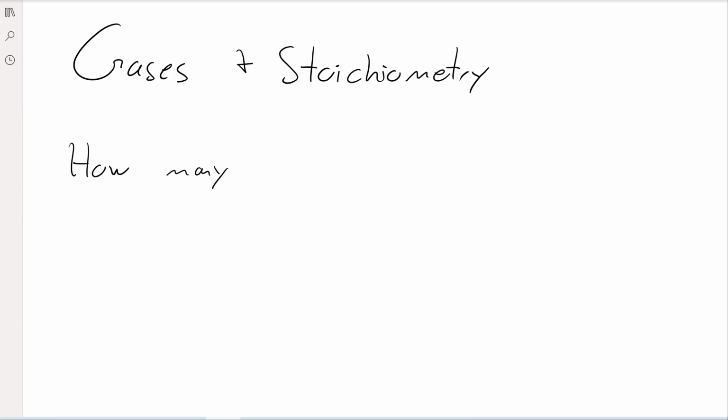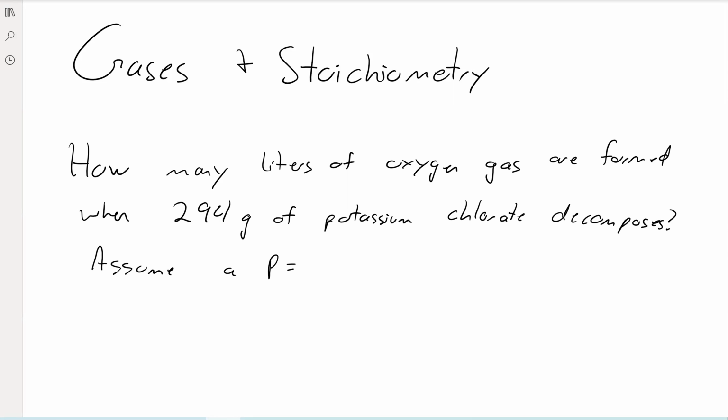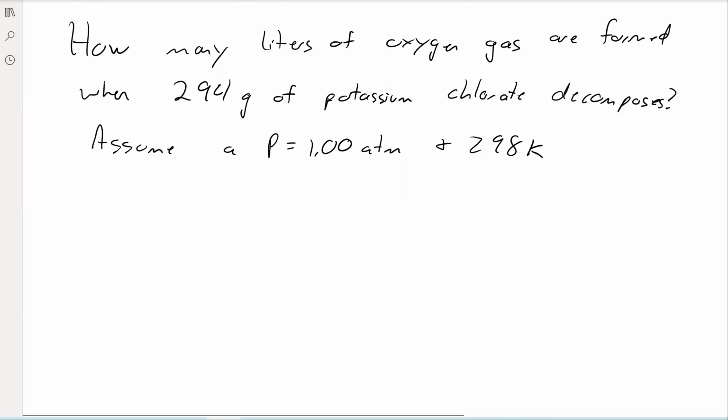How many liters of oxygen gas are formed when 294 grams of potassium chlorate decomposes? Assume a pressure of 1 atmosphere and a temperature of 298 K. And then I'll also give you the equation.